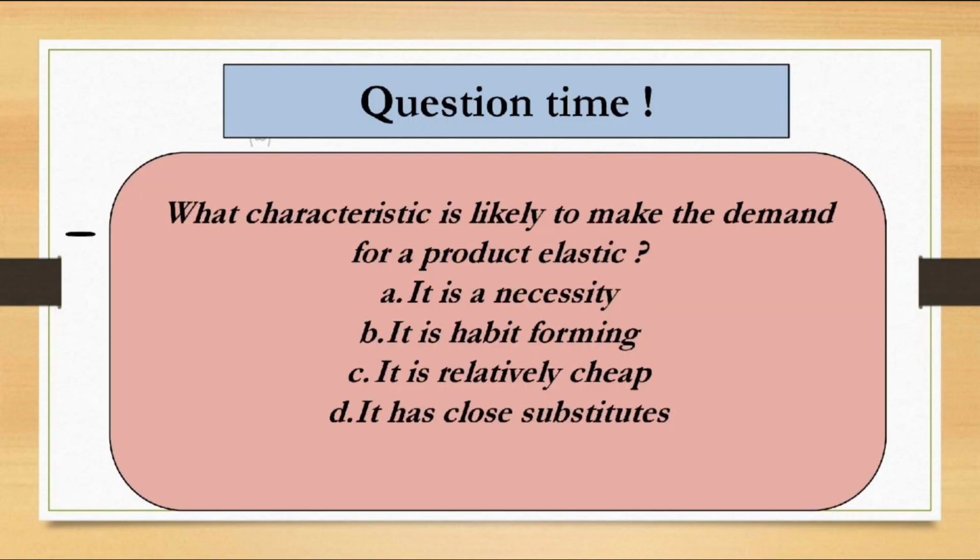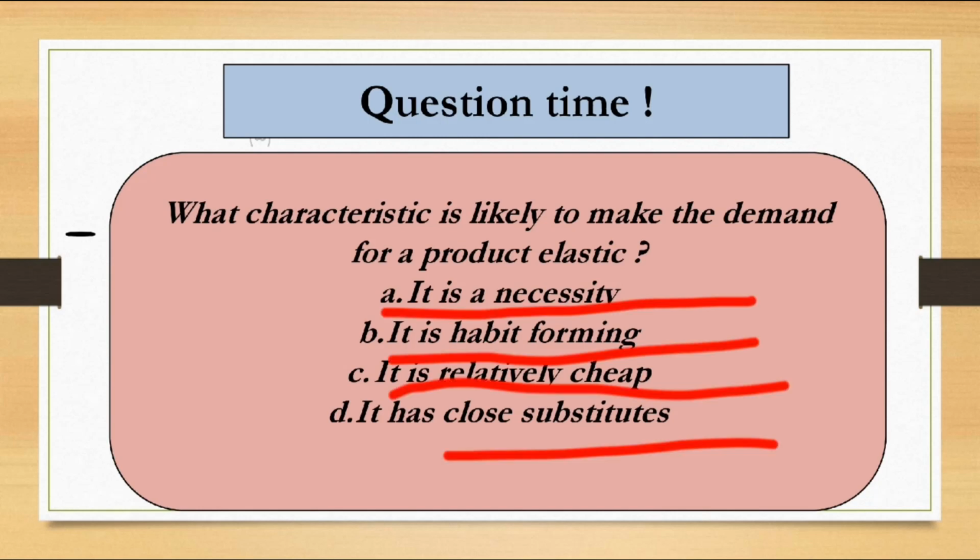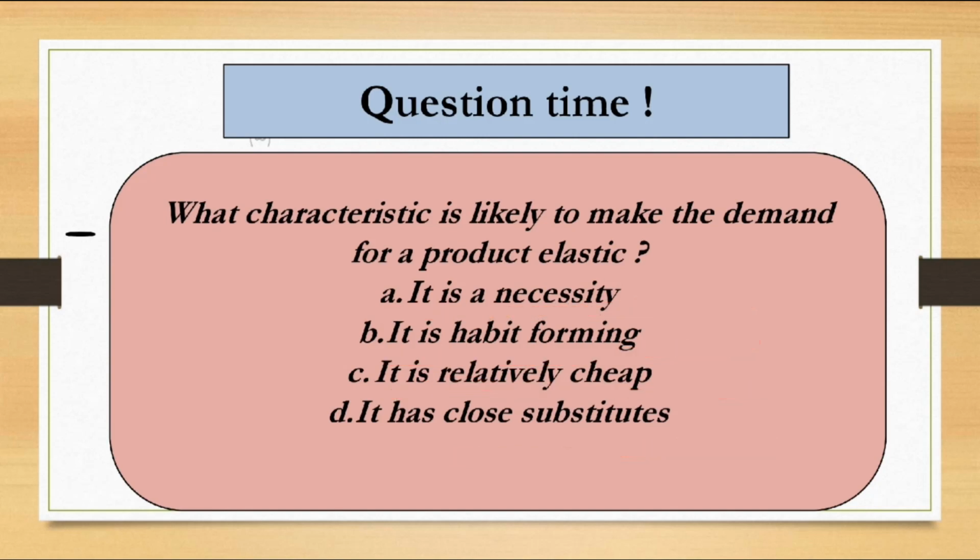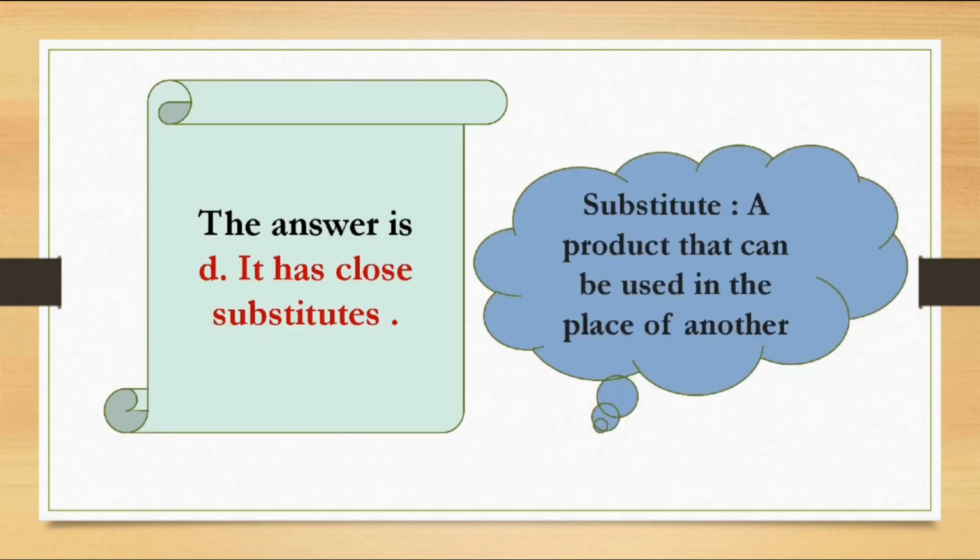So it is question time. Now it is question time. What characteristic is likely to make the demand for a product elastic? The options are: it is a necessity, it is habit forming, it is relatively cheap, it has a close substitute. You can pause the video and look for the answer. And the answer is, it has a close substitute.